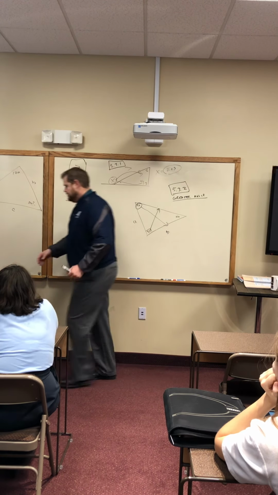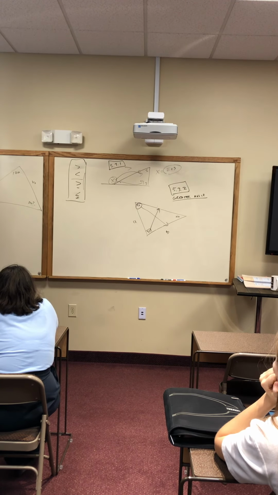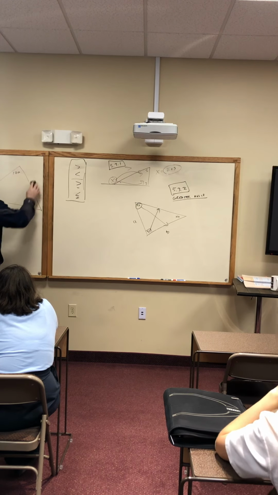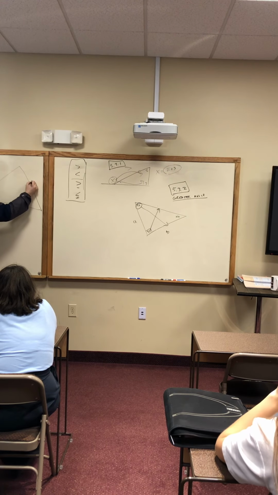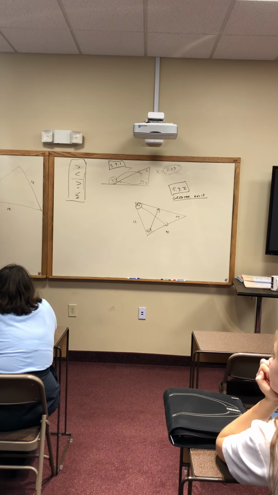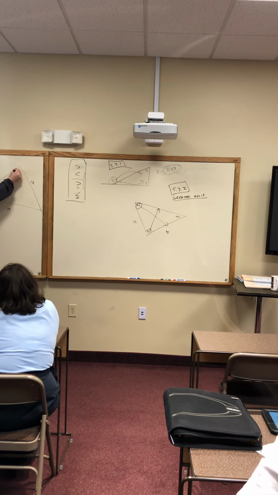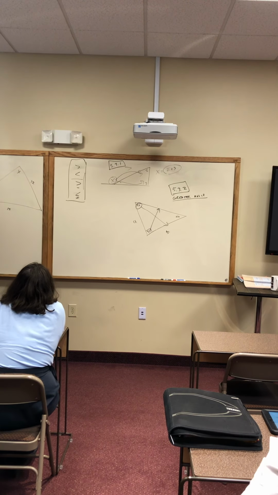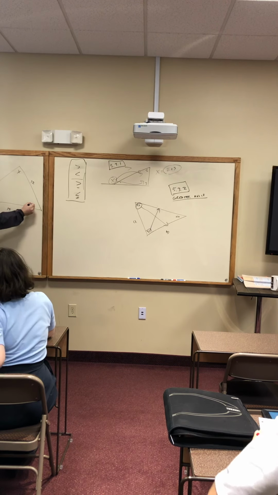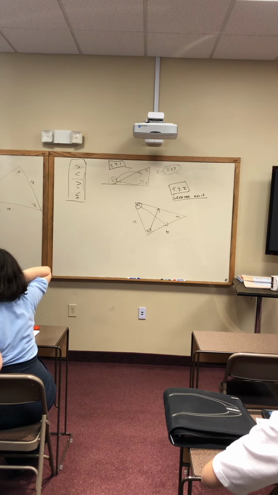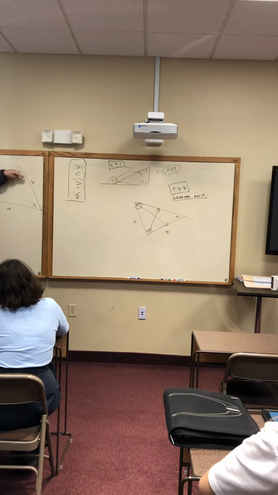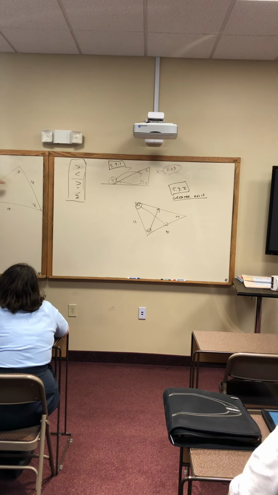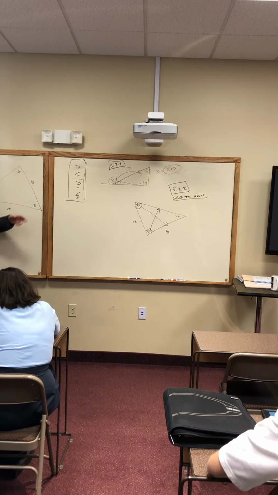So what if they do this? Let's say they give 10, 12, 15. Which angle is the biggest? Is it this one? Why? Because of 15. Bigger side, bigger angle. Smallest side, smallest angle.